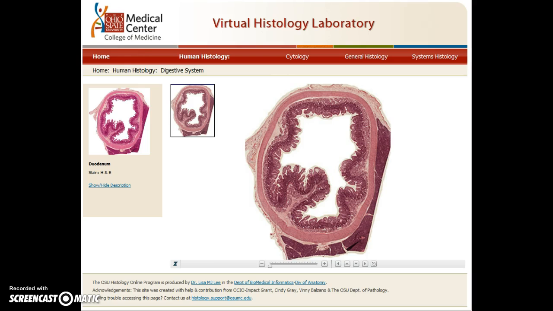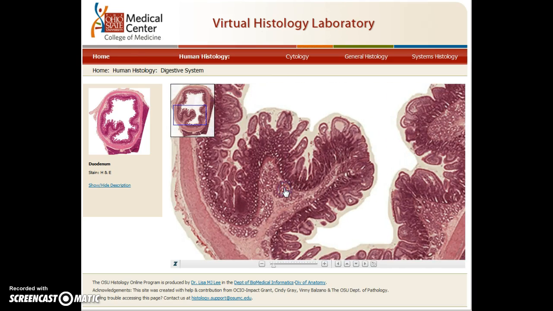So here I am at the Ohio State University Medical Center, and I have clicked on duodenum. And so here's a very low magnification here. And remember that there are three structures that increase surface area in the small intestine. The first is called the plicae circulares, or sometimes called circular folds, and those are the permanent folds of the mucosa and submucosa. And that's this really large indent here into the lumen, and this would be a large indent into the lumen, so that would be another plicae circulares.